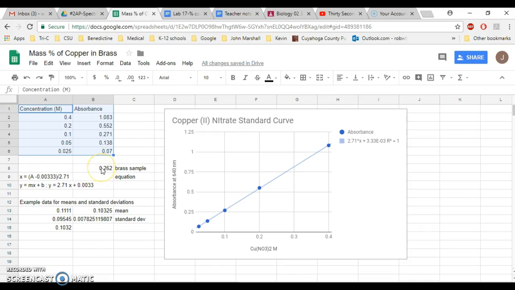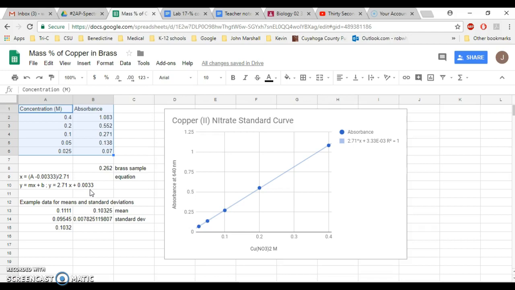In this case, my absorbance was 0.262 for my brass sample. So this is actually the y in my y equals mx plus b equation. So what I have to do is to manipulate my equation so that I can determine the x, which is the concentration of my copper in this particular solution that I dissolved my brass in. So what I do is I manipulate my equation starting with this. So y is actually equal to A, that's the absorbance, and I have it's equal to 2.71x plus 0.0033.